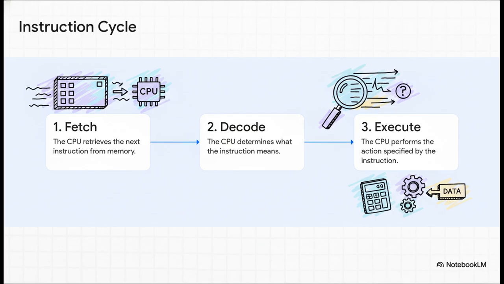Now, what's really amazing is that modern CPUs don't even do this one by one anymore. They use a trick called pipelining. Imagine an assembly line. While one instruction is executing, the next one is being decoded, and the one after that is being fetched, all at the same time. It's how they get so much done so incredibly fast.